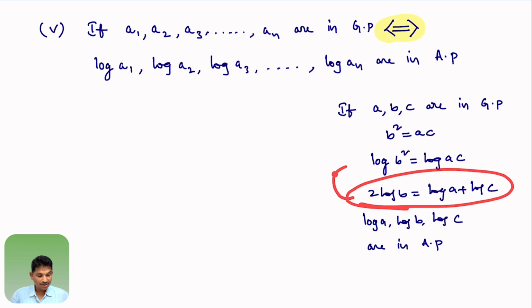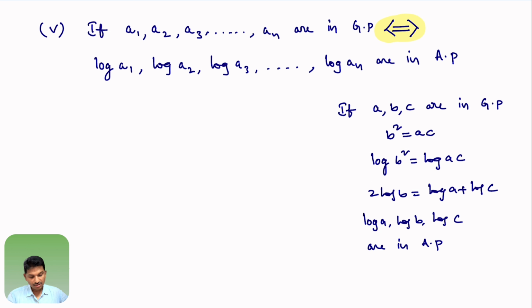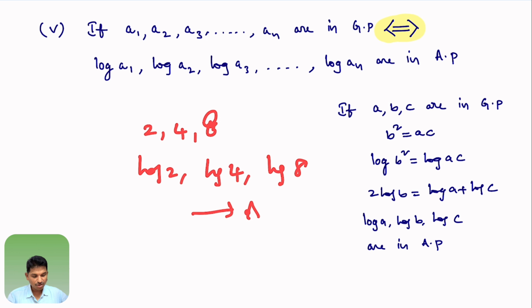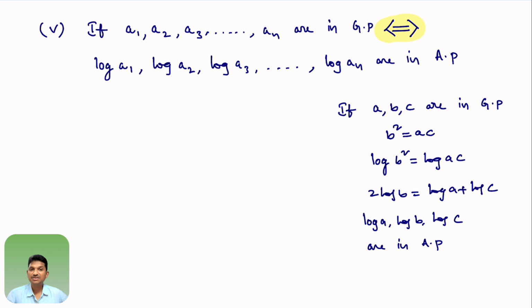From this, by using properties of logarithms, you know logarithm is not defined for all real numbers. It is defined for positive real numbers only. And you know the properties of logarithms. This can be written like this. From this, we will get this. From this, we will get this. This is an if and only if condition. Suppose I say 2, 4, 8 are in GP, then log 2, log 4, log 8 will be in which progression? They will be in arithmetic progression. I hope you understand this point.